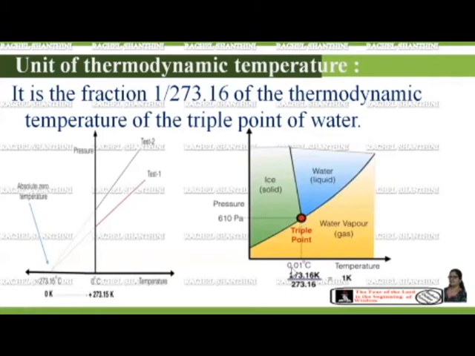Here, the temperature is 0.01 degree centigrade, which is equal to 273.16 Kelvin.